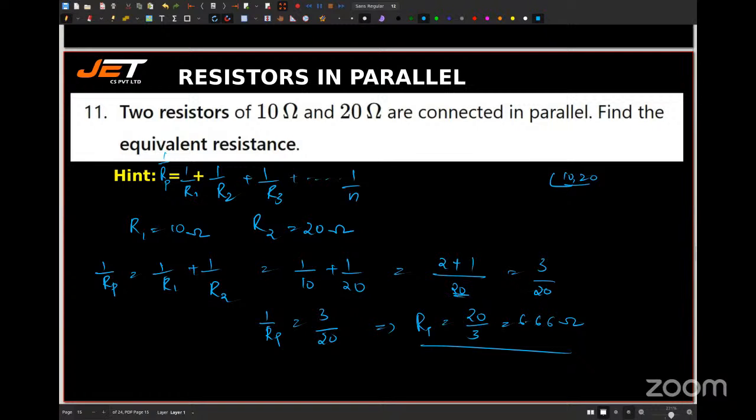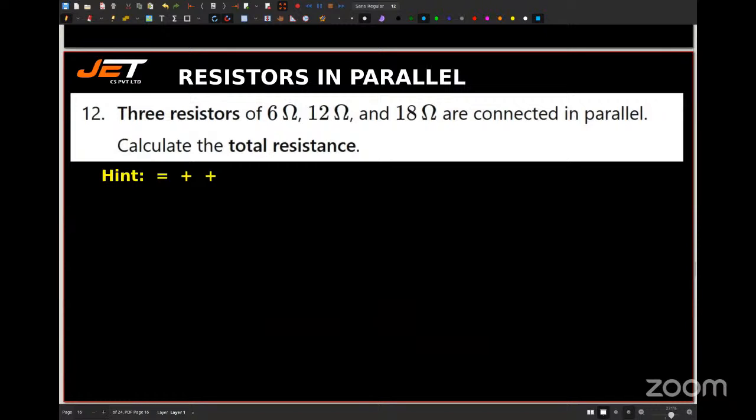It's basic maths. Then moving on, three resistors of 6 ohm, 12 ohm, and 18 ohm are connected in parallel. Calculate the total resistance. What does the hint say? Hint is 1 by Rp is equal to 1 by R1 plus 1 by R2 plus 1 by R3. So R1 is equal to how much? 6 ohms, and R2 is equal to 12 ohms, and R3 is equal to 18 ohms. What is the answer for this?